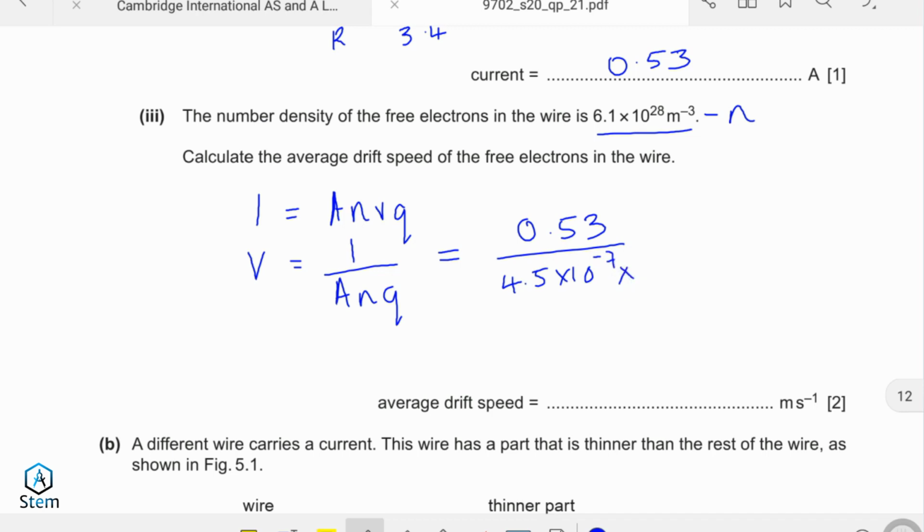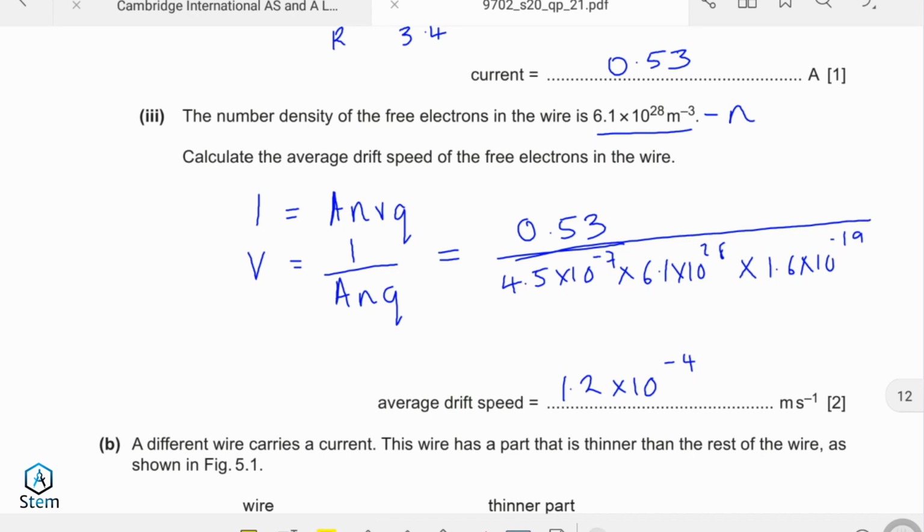Our N is given there as 6.1 times 10 to the power 28. And our Q, this is the elementary charge, which is 1.6 times 10 to the power minus 19 coulomb. All right. Just a few presses in our calculator will give us the drift speed as 1.2 times 10 to the power minus 4 meters per second. All right, I think that makes sense.